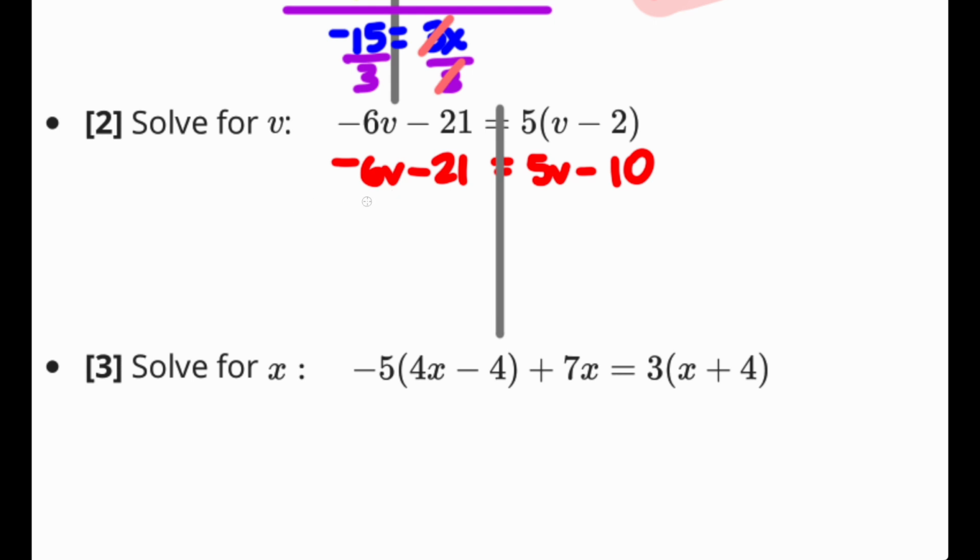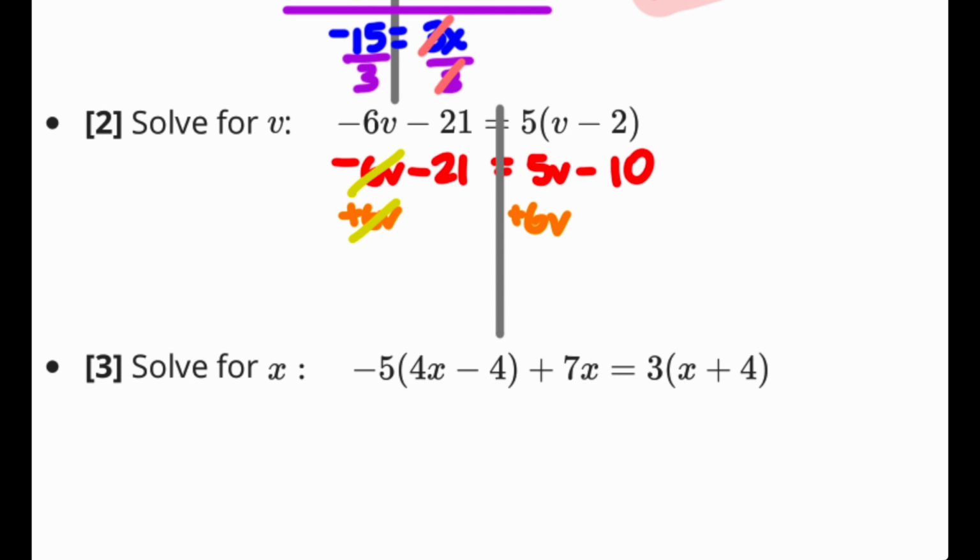So what I'm actually going to do is add 6v to both sides. That way, I just don't have any negatives. It just makes it a little bit easier. You don't really have to do this. You can pick and choose which side you want that v to be on. You'll get the same answer regardless, as long as you do the math right. But for the sake of this problem, I'm just going to move the v's all to the right.